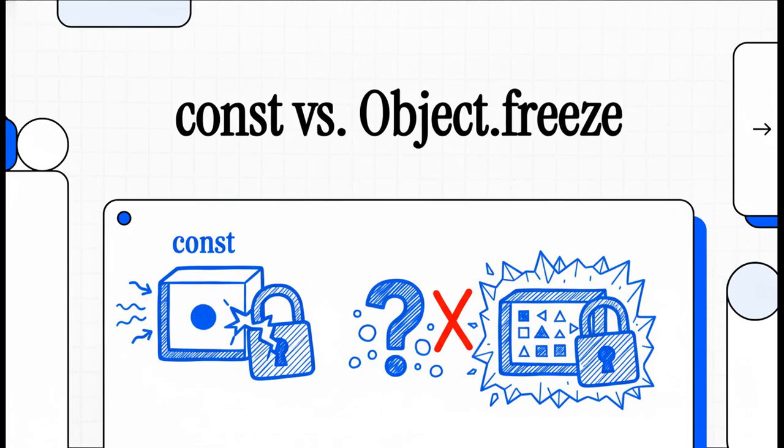All right, let's talk about something in JavaScript that trips up, well, pretty much everyone at some point. It's this idea that when you use const, your objects are set in stone. But is that really true? We're going to get to the bottom of it and show you the right tool for the job.